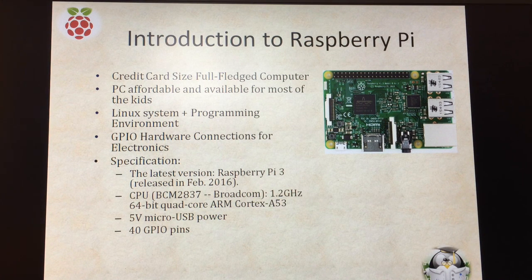So this is the latest version, the Raspberry Pi 3, which was just released in February of 2016. It uses a 1.2 gigahertz, 64-bit CPU with ARM Cortex-A53. This Raspberry Pi uses 5-volt micro USB power, so you can power on the system with a portable charger. And it also has a lot of pins to connect it to the physical world.